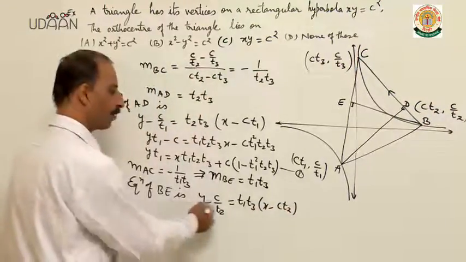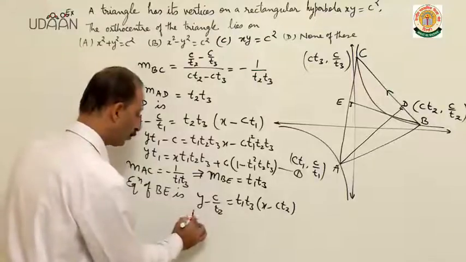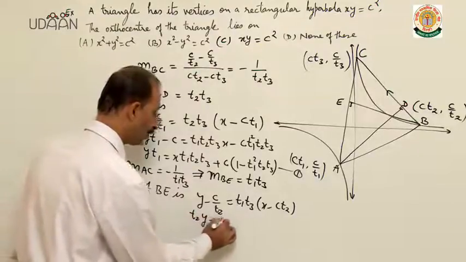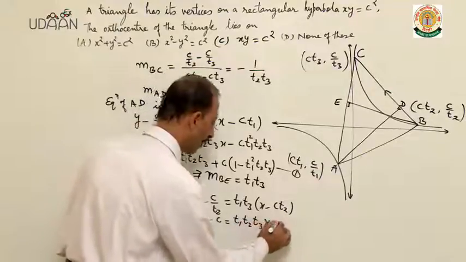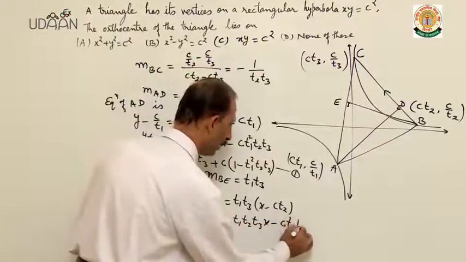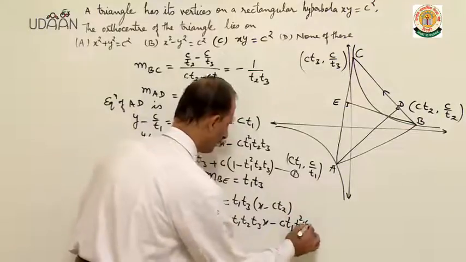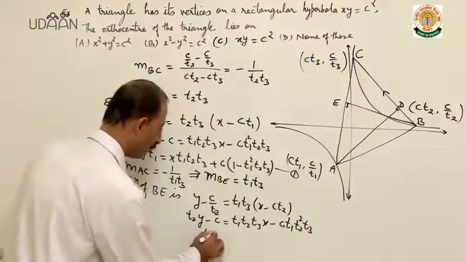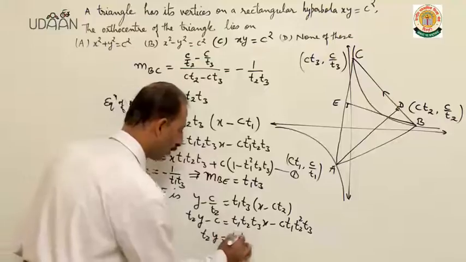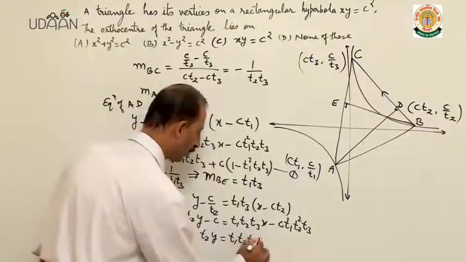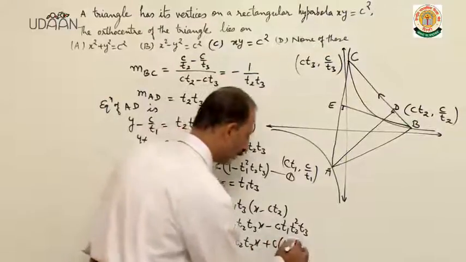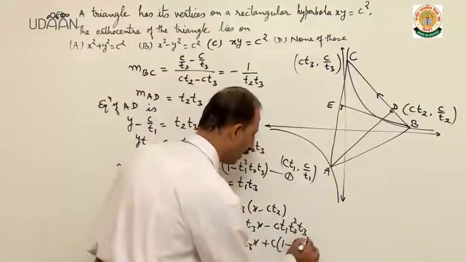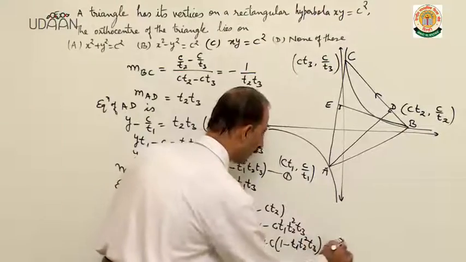Simplify, multiply the whole equation by t2. So t2 y minus c is equal to t1 t2 t3 x minus c t1 t2 square t3. Or you can say t2 y is equal to t1 t2 t3 times x plus c, you can take common 1, minus t1 t2 square t3. That is the second equation.